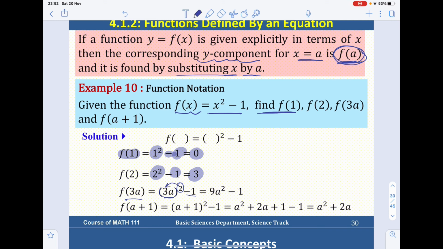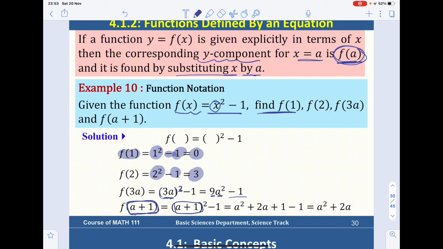Now the square will distribute, for f of 3a, so we're going to replace x with 3a, and then we will square everything, 3 and a. So the 3 squared is 9 and a squared is a squared, then minus 1. Same thing with f of a plus 1. So this would be the value of x. We will replace x with a plus 1, minus 1.